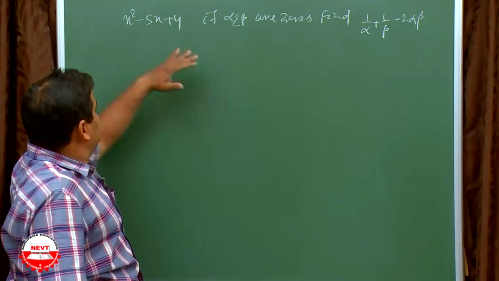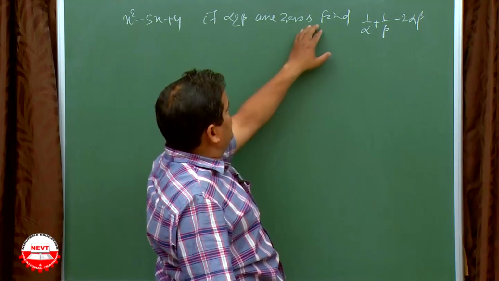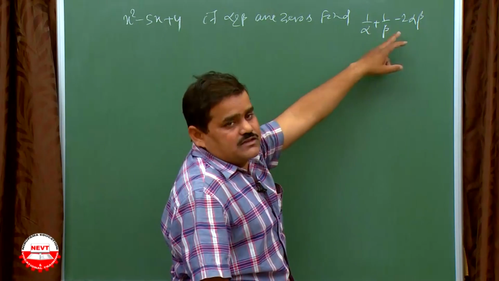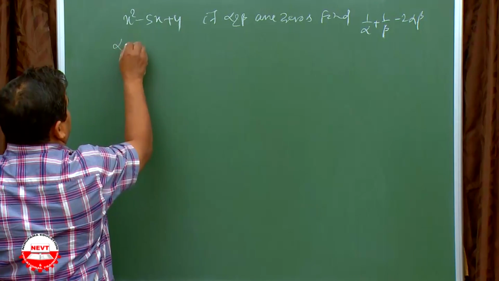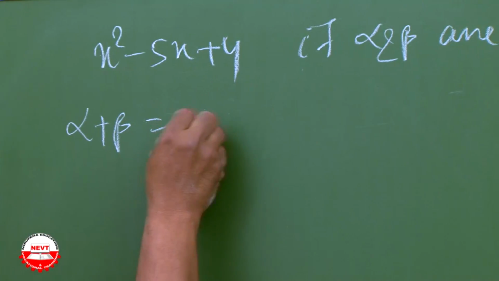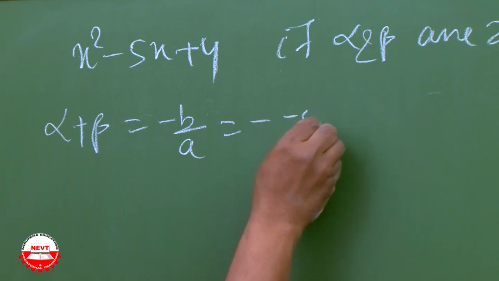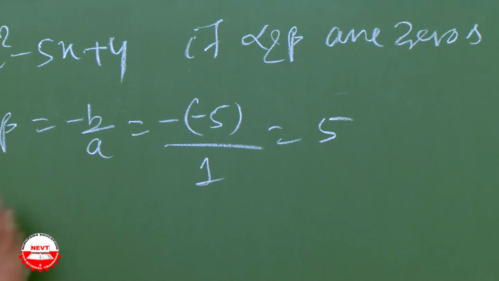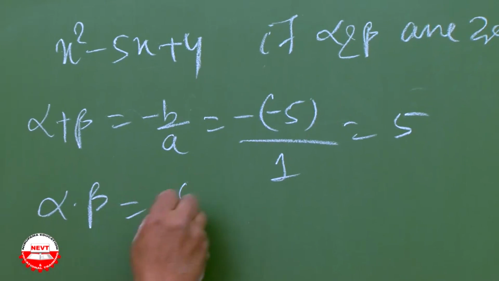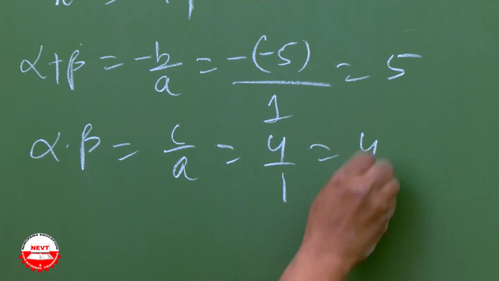Come to the next question. X square minus 5x plus 4, if alpha, beta are zeros, then find the value of this. It is also very easy. In the same manner, first find alpha plus beta is equal to minus b by a, means minus of minus 5 by 1, is equal to 5. Alpha into beta, how much? c by a, means 4 by 1, that is 4.